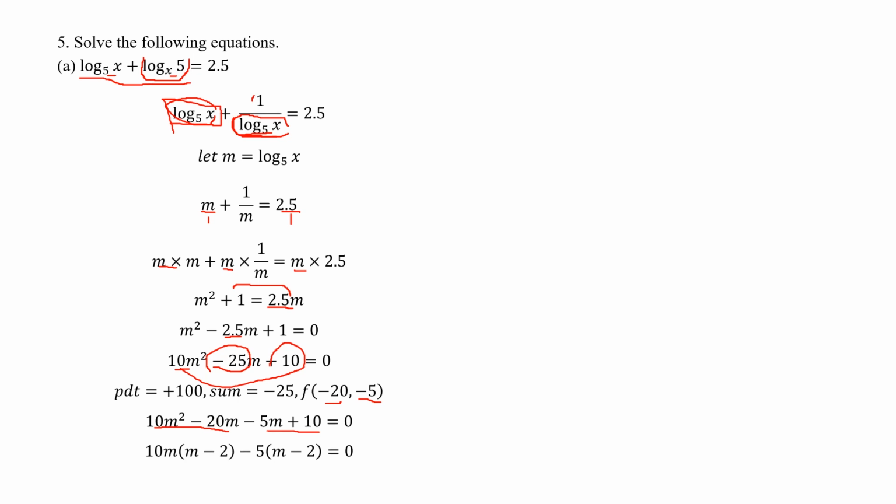Then the next two terms, the minus 5 is common. Then also I factorize further since these two are the same. So the next step I'm going to be having (10m minus 5)(m minus 2) is equal to 0, just like that. Then either one part is equal to 0. So let's first solve that one.